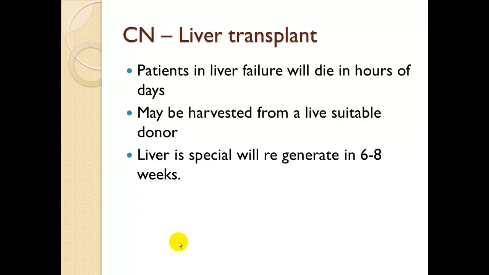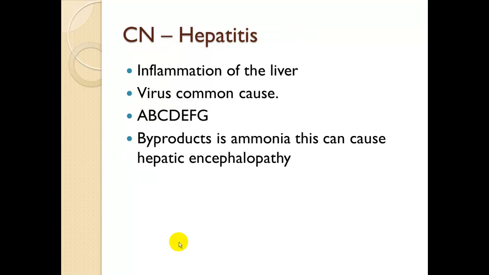Clinical note, liver transplant. Patients in liver failure will die within hours or days if their liver goes into failure. It may be harvested from a live suitable donor, so they can actually take just a part of the liver. The liver will regenerate in about 6 to 8 weeks, but you have to have an adequate amount of liver competency in the transplantee to even attempt this, because for 6 or 8 weeks while it is repairing itself, liver functions will decline. If they're almost in failure or in failure at that point, they probably won't make it the 6 to 8 weeks for the liver to fully function.